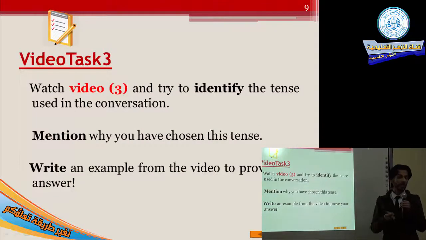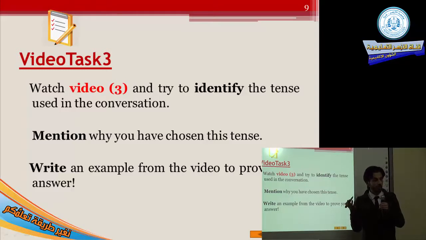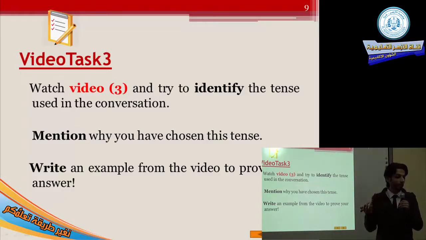Okay, video task 3. Watch the video, and similarly, we need to write one sentence and one question after we determine the tense used in the conversation.